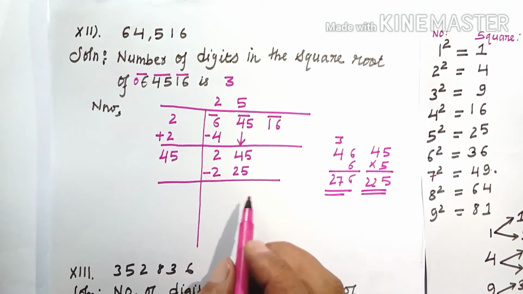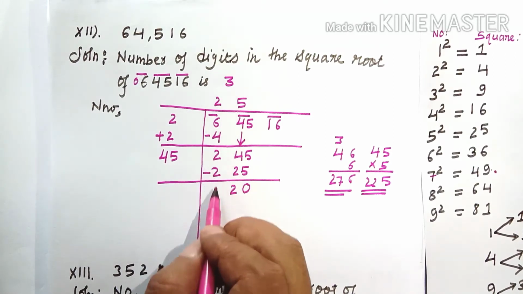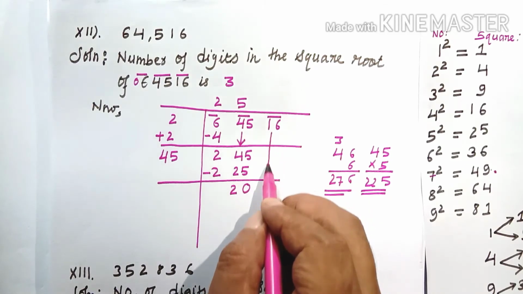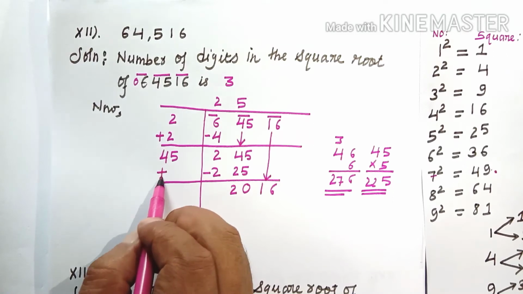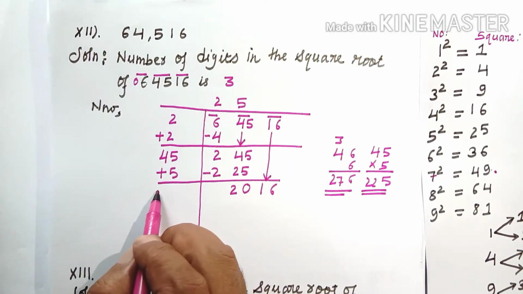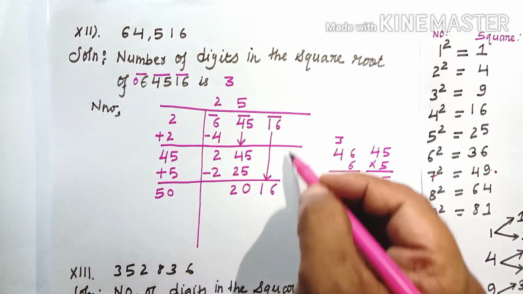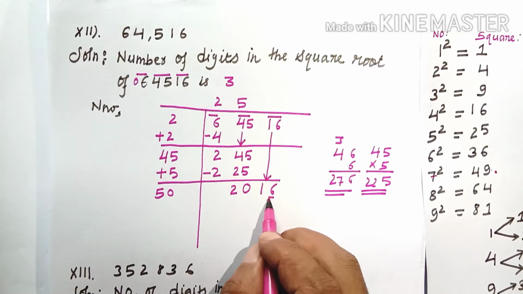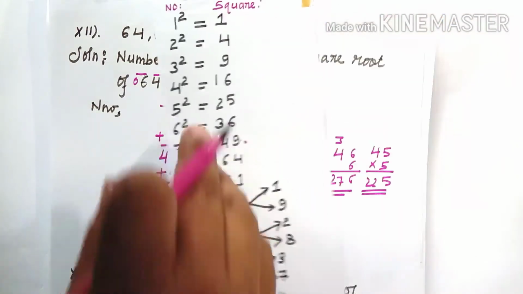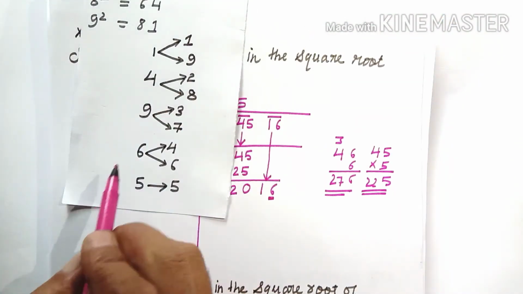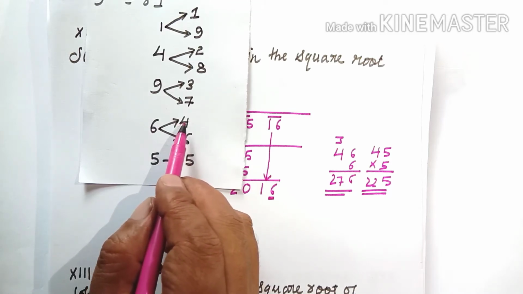After that, we need to subtract. 5 minus 5, 0. 4 minus 2, 2. 2 minus 2, 0. Now, you'll have to drop this value, 1, 6. What you'll have to do here is add 5, which equals 50. Now, we don't have any number to bring down. At that time, you can check the unit place. So, 6. Let's have a look now. 6 is a perfect square of which two options are there. Look, whenever we get 6 at unit place, your answer may be 4, if not 6.